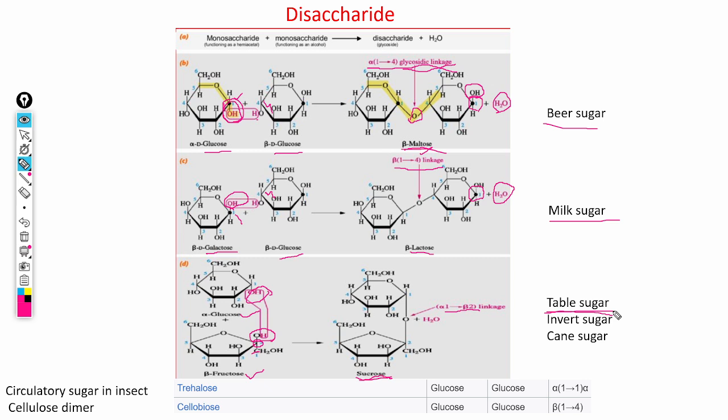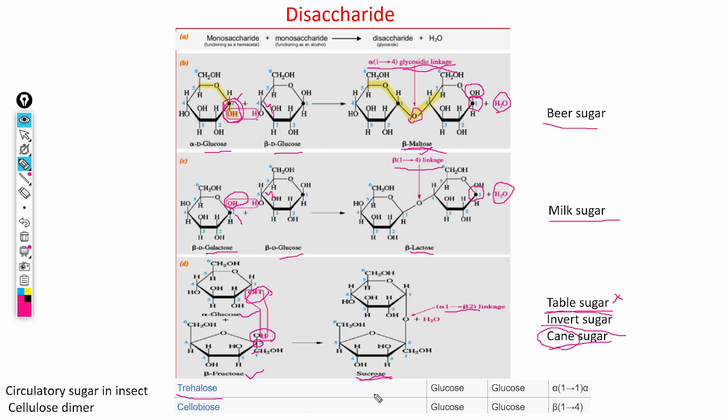Nowadays, of course, everyone has table sugar, so there is no luxury nowadays. Sucrose is also called the invert sugar. It is also called cane sugar because of its presence in the sugar cane. So again, another one is trehalose.